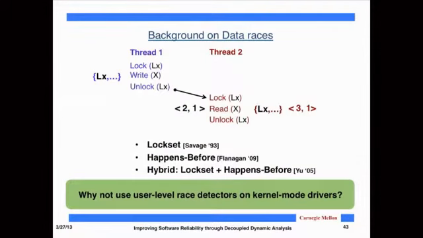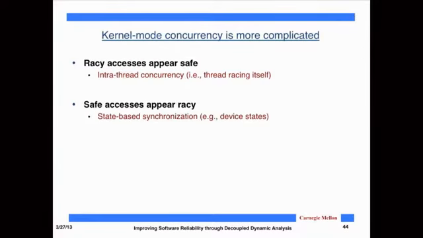So you might ask, well, why not just use these tools in the kernel, right? Well, it turns out that concurrency in kernel mode is vastly more complicated than at user level. And so one of the things that could happen is that things that are actually racy in the kernel space will appear as being safe to a user level detector.